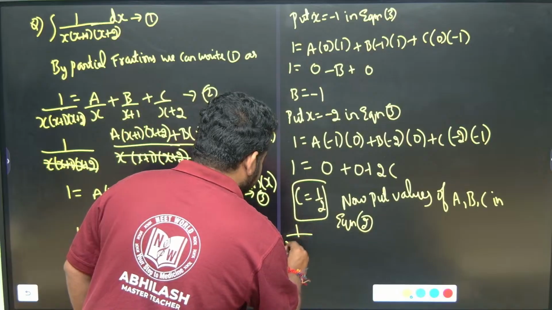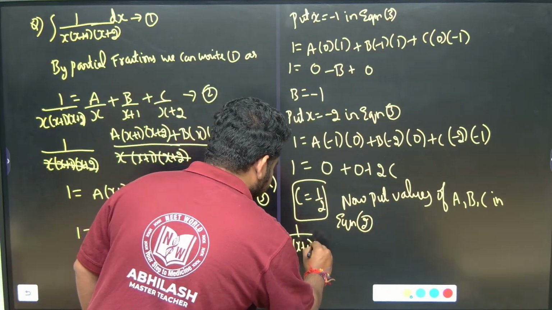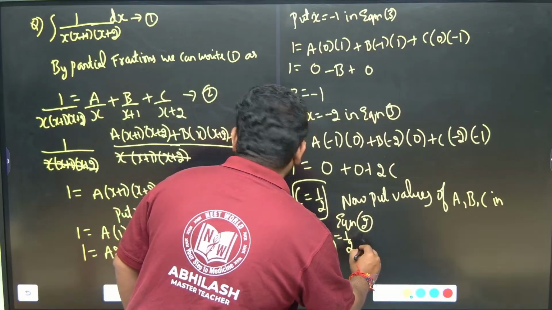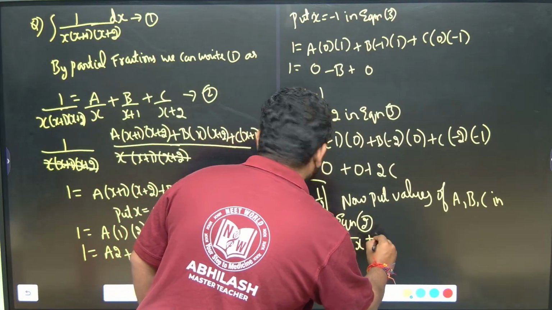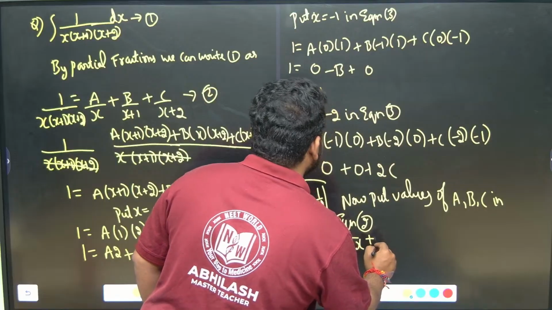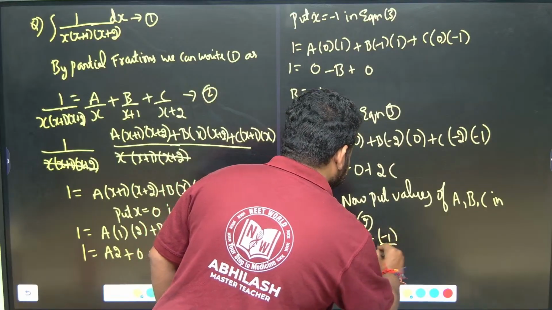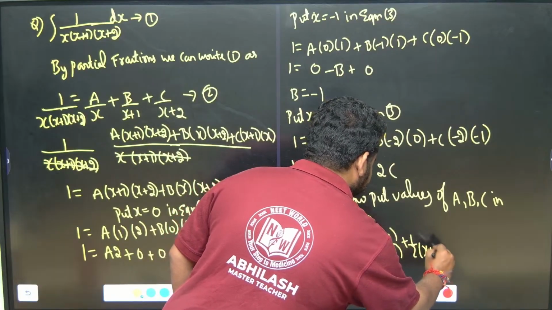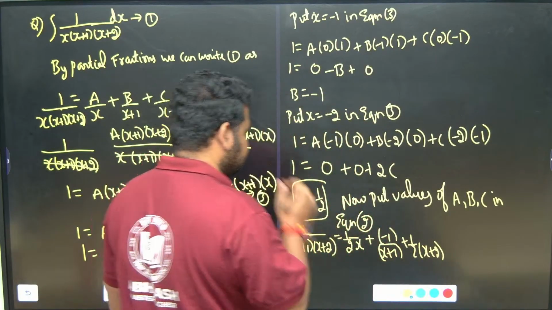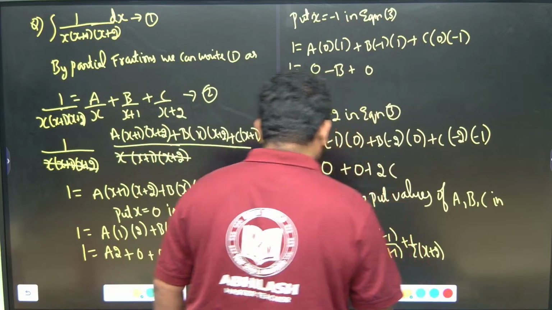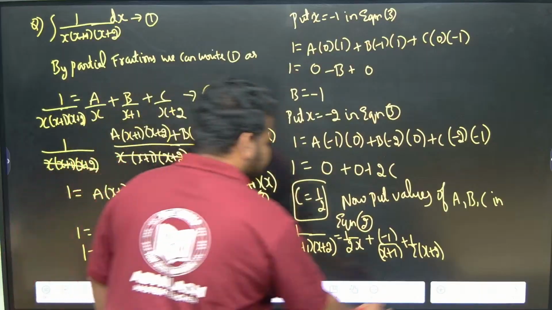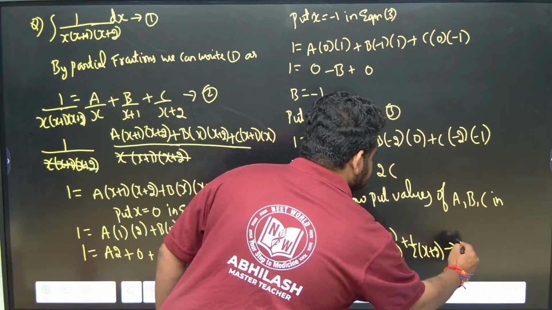So we get 1 by x into x plus 1 into x plus 2 would be equal to, A is 1 by 2 into x, plus B, the value of B is minus 1 by x plus 1, plus C is 1 by 2 into x plus 2. This is what we will have. Now let us go back to equation 1. Therefore we will have this as equation 4.